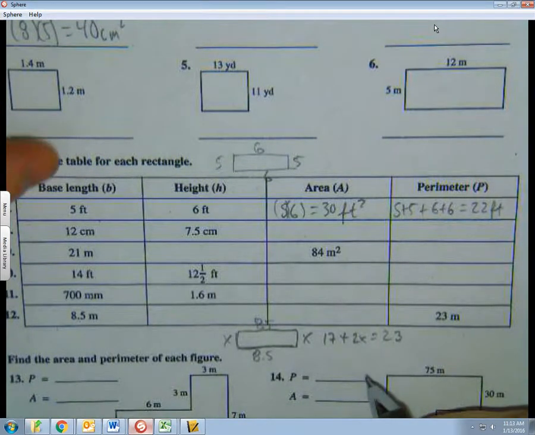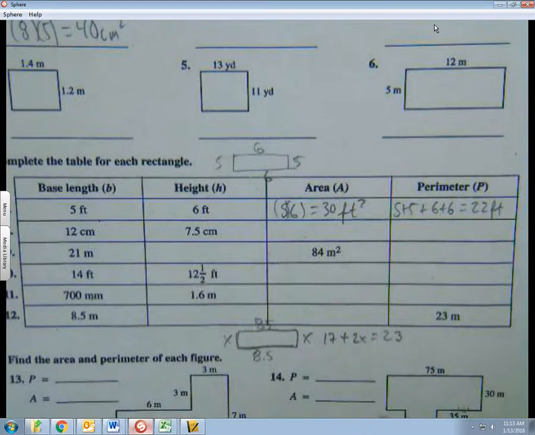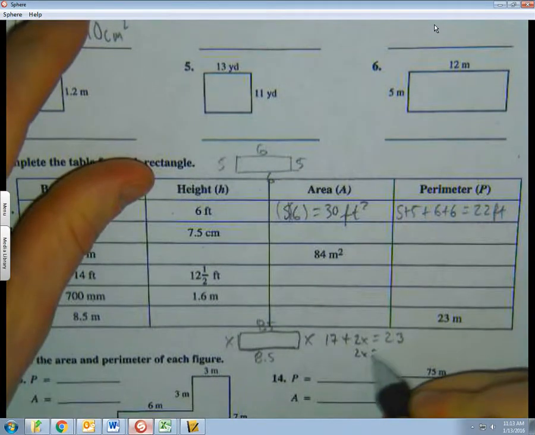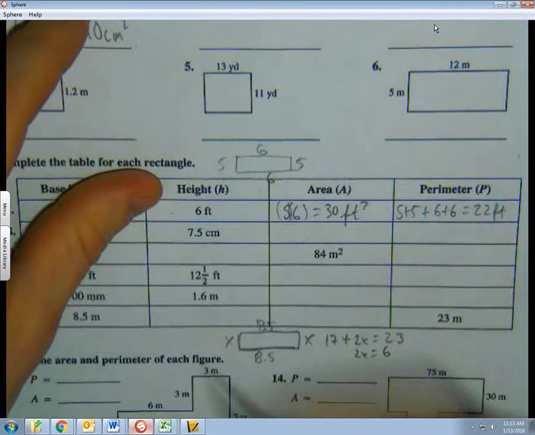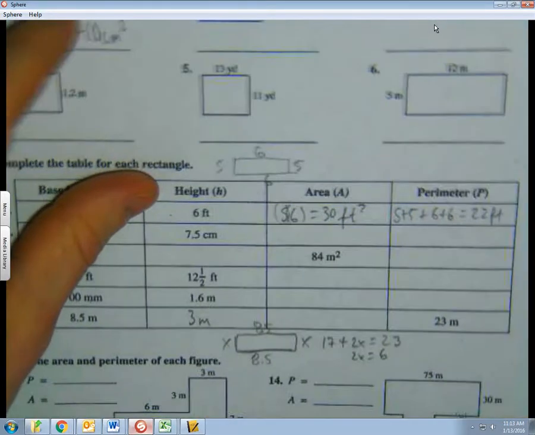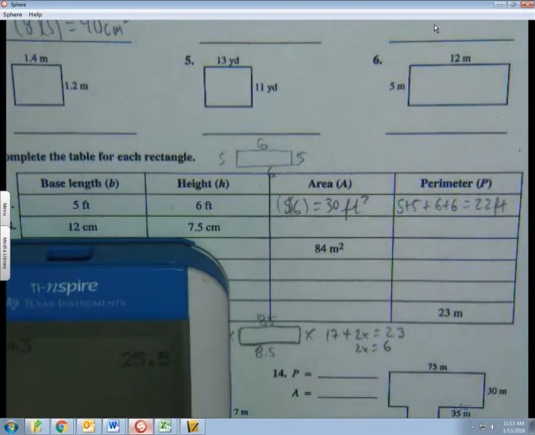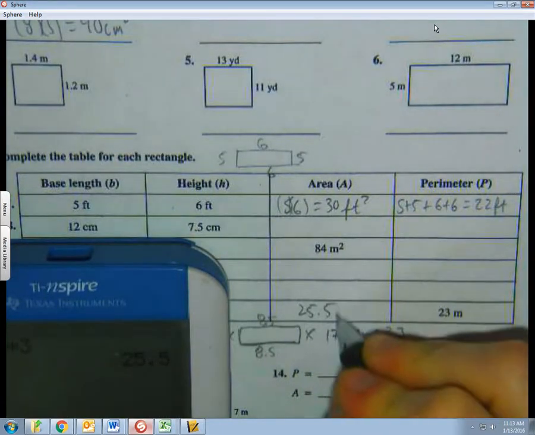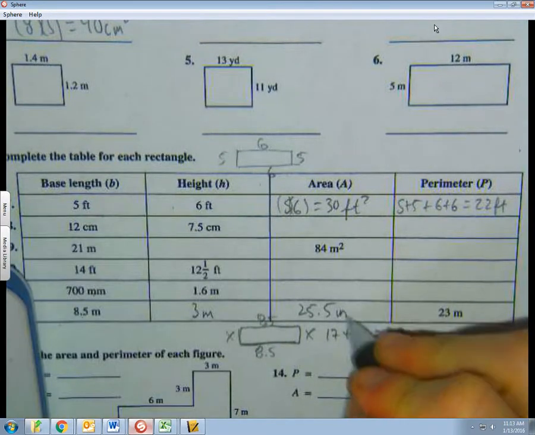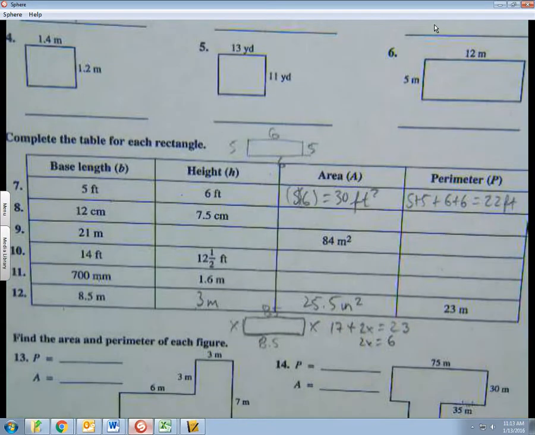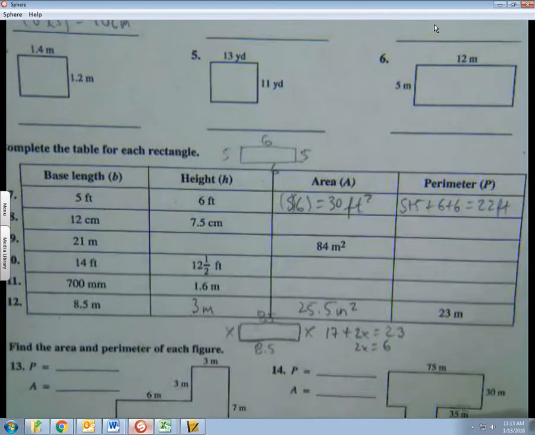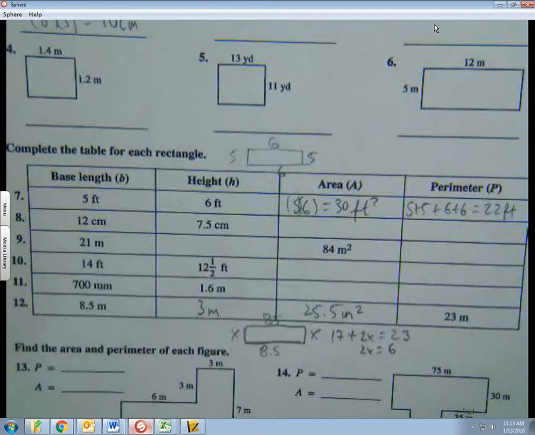Subtract out 17. 2x is 6. So x would be 3. So now that we have that, we should be able to multiply that together. 8.5 times 3. I use a calculator, 25.5, because I like technology. I forget what the units were, meters squared. All right, so you can work forwards and backwards to do those. Watch the units as well. You might have to convert a little bit. All right, so that's the lower level stuff.